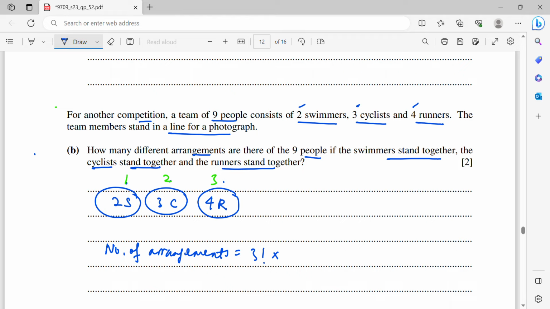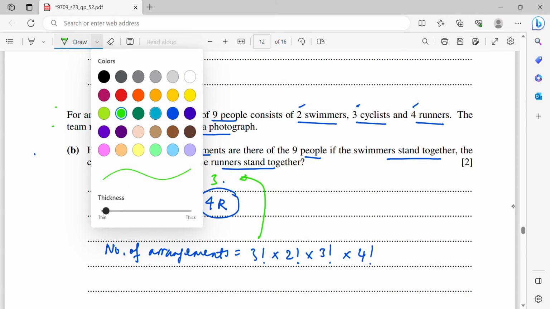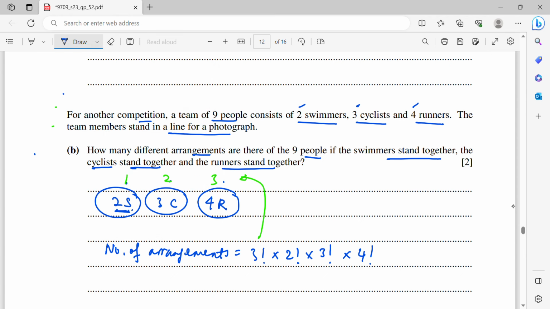And then don't forget that these 2 swimmers are different persons. So now we have to arrange these 2 S. So it will be 2 factorial for the S, 3 factorial for the C, and 4 factorial for the R. Remember, this 3 factorial is to arrange the order of these 3 groups, right? Then with this, you will get 1728 arrangements.